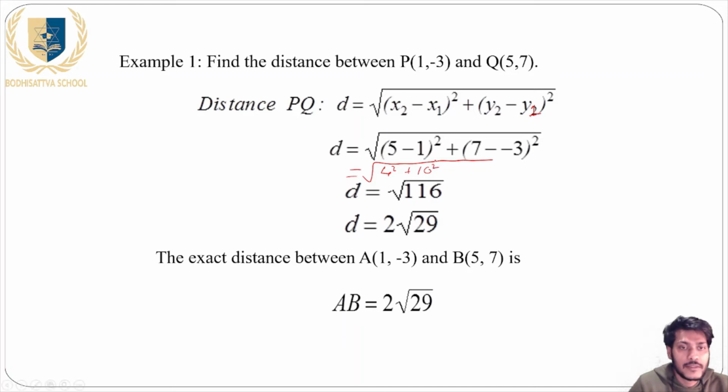After solving this one, it will be root under 16 plus 100, and we get the final value d equal to root under 116, and after solving this equation the final value will be d equal to 2 root 29, and this is the distance between P and Q.